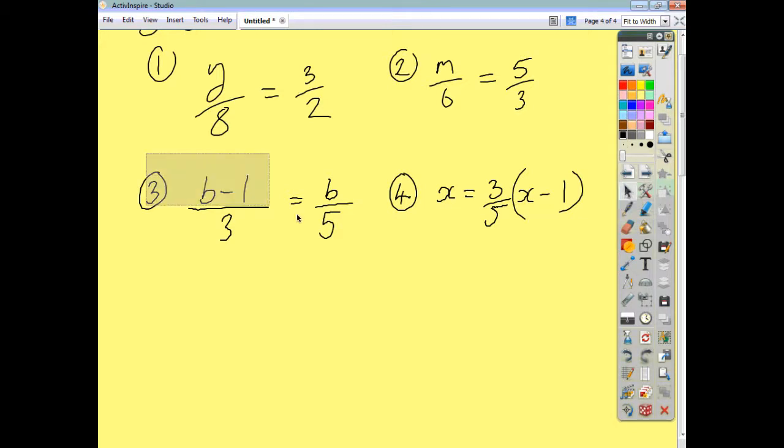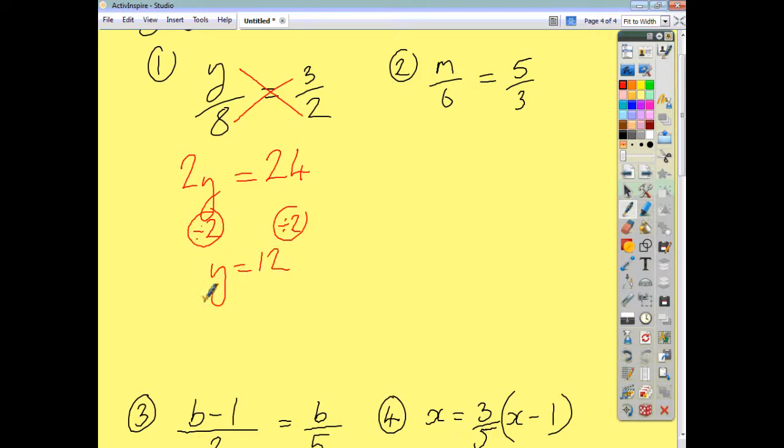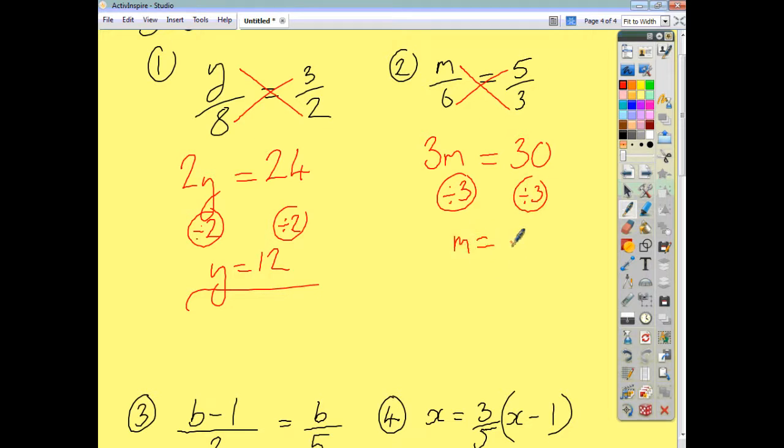Okay, so if I move these down, we can deal with questions 1 and 2. So again, cross multiplication gives us 2y is equal to 3 times 8, which is 24. 2y is 24, divide both sides by 2. I end up with y equals 12. For the second, cross multiplication: 3 times m is 3m, 6 times 5 is 30, so 3m is 30, divide both sides by 3, I end up with the final solution of m equals 10. That's the first 2.